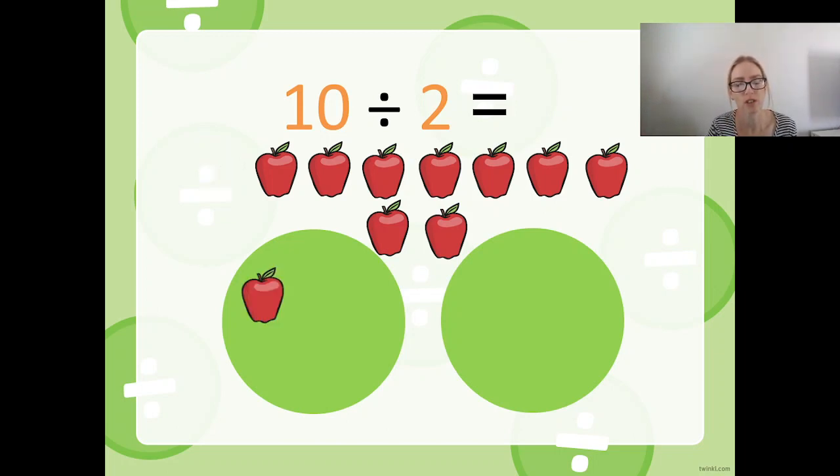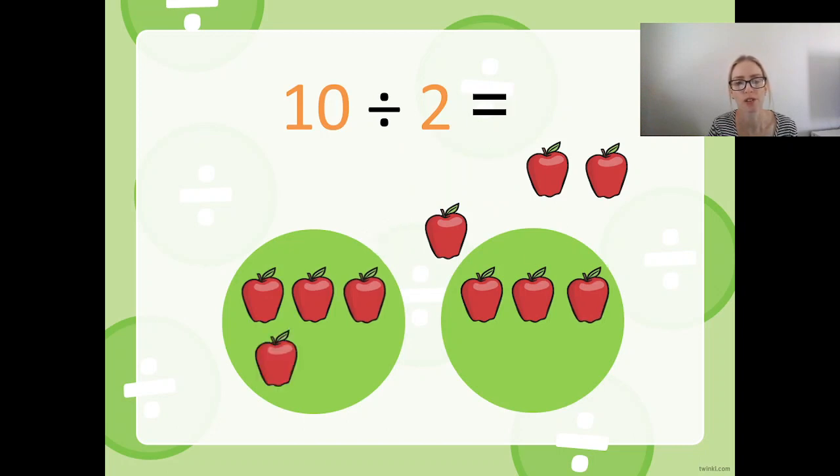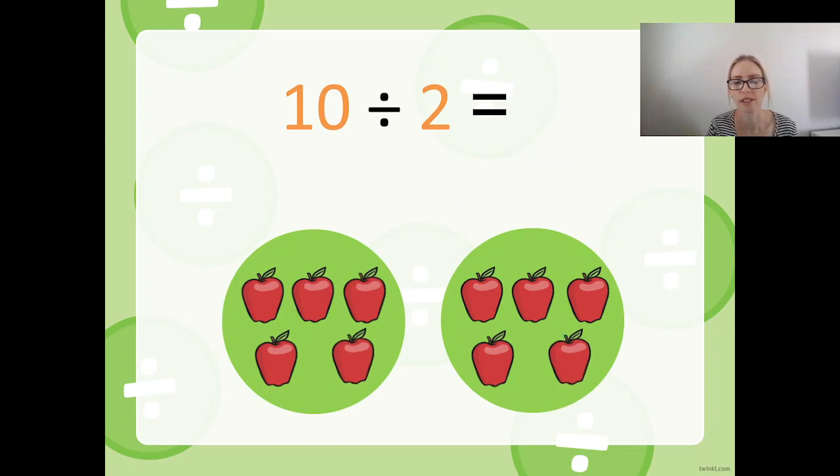Draw 1 on the first, 1 on the second, and keep going until all 10 apples are shared. Okay, so now I need to check that each plate has the same amount. They need to be equal, otherwise it's not fair. I can see that this plate has 5 and this plate has 5, so that's a thumbs up for them being equal.